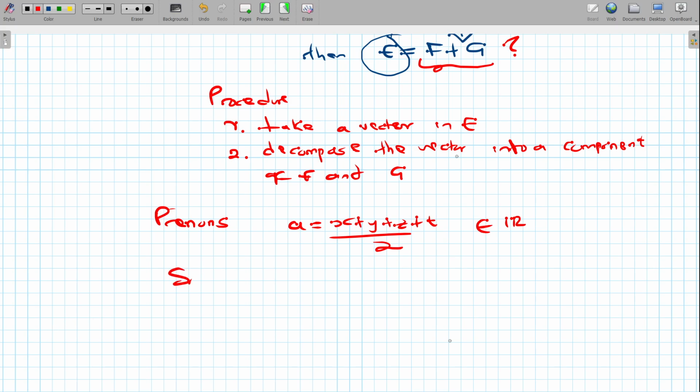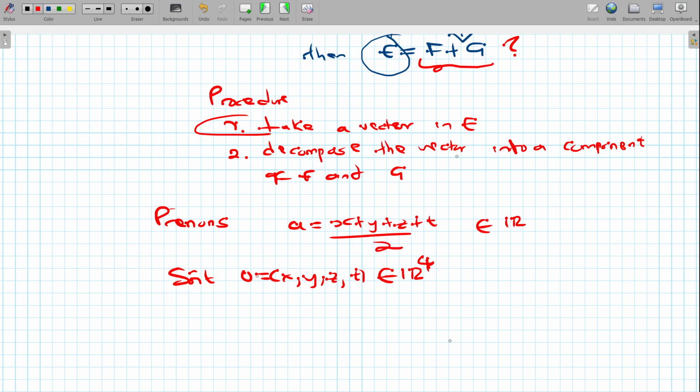Then soit the vector U that has components X, Y, Z, and T. We take this vector from E. Here our E is R4. So I'm performing the first step: take a vector in E. I take a general vector in R4, which is written with these components: a component along X, a component along Y, a component along Z, and a component along T.